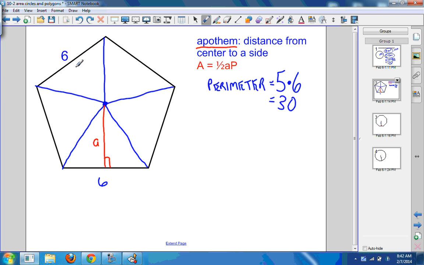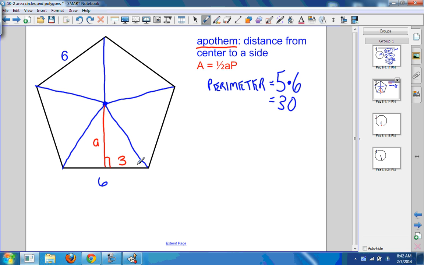So we could draw apothems in each of these triangles if we wanted to. I'm just going to do it for one though. So it's the height of our triangle. So we need to figure out what this apothem is in order to figure out what the height of our triangle is. Now, since each side is 6, I could say this side is equal to 3.